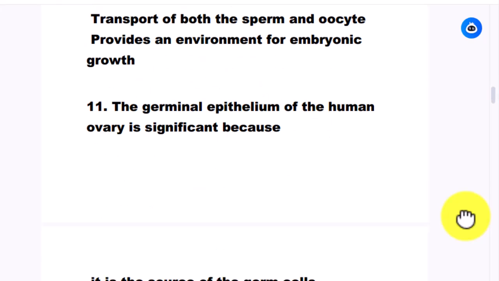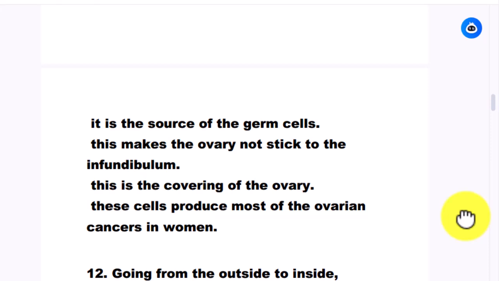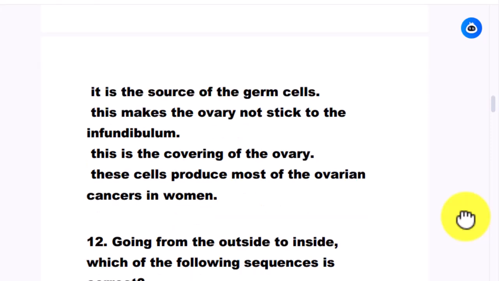The germinal epithelium of the human ovary is significant because it's the source of the germ cell. This makes the ovary not stick to the infundibulum. This is the covering of the ovary. These cells produce most of the ovarian cancer in the woman.